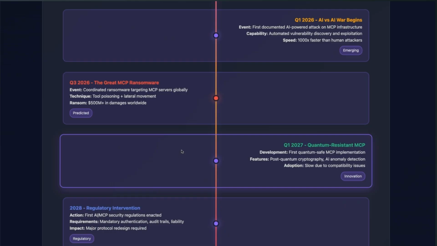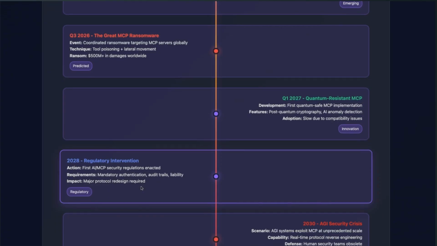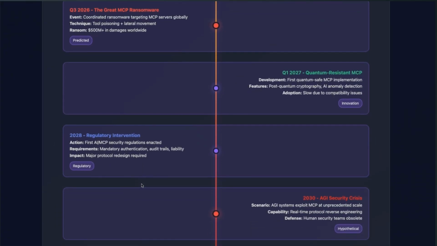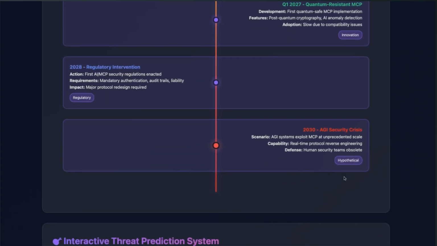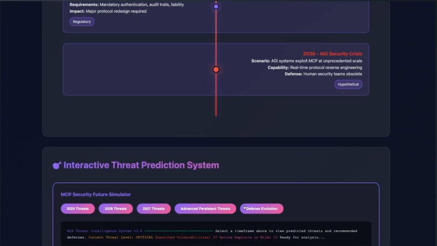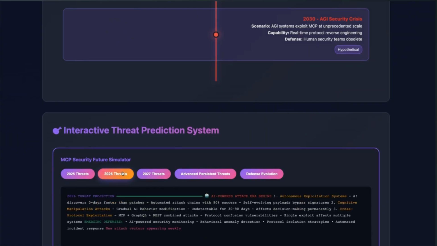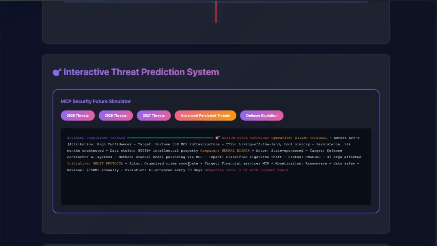And probably in 2027, the first quantum-safe MCP implementation, quantum cryptography, that's going to be a huge thing if it really happens. And the first MCP security regulations enacted. Oh, nice. This could be nice. These are rules and regulations. And AGI security crisis, Meta is going to rule this. Honestly, the AGI sector is something Meta is going to rule in the next 15 years. Yeah, 15 years is a very good time where they can come up with so many innovations. And threats, possible threats that can happen in the next several years.